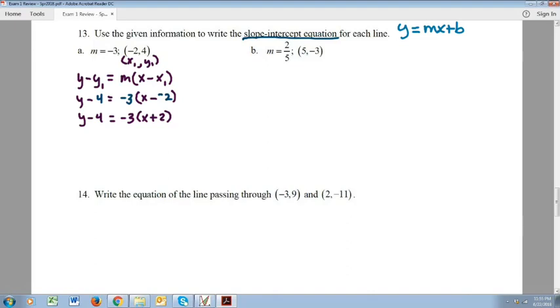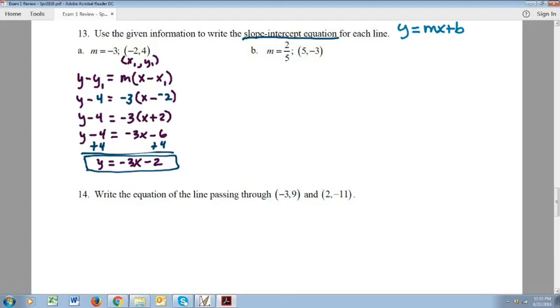Now sometimes students will distribute right at this step here, but I recommend that you don't do that. Often students make mistakes when they skip that step. So I'm going to go ahead and change that to plus 2, and now I'm ready to distribute. So you'll get negative 3x minus 6 on the right side. And the only thing left to do is to add 4 to both sides. And so we get y equals negative 3x minus 2.